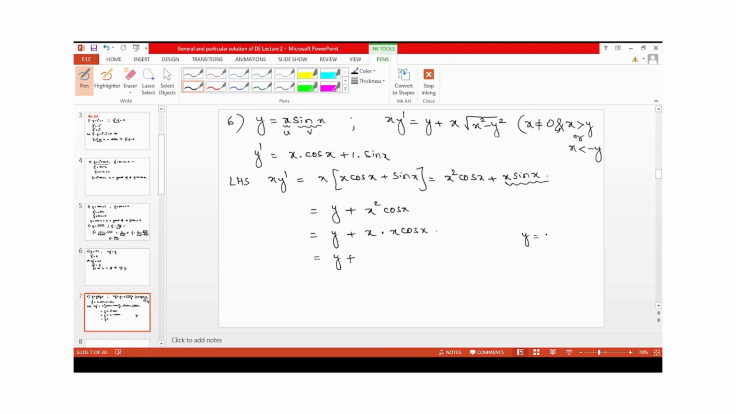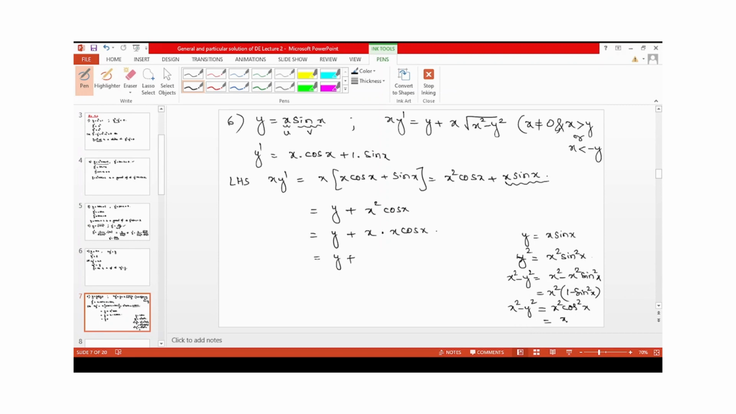As we know, y equal to x sin x. Right? Now, what is x square minus y square? Let me write down. y square is nothing but first of all x square sine square x. x square minus y square is nothing but x square minus x square sine square x. Now x square, if I take common, 1 minus sine square x, which is cos square x. So x square minus y square, I got it as x square cos square x.